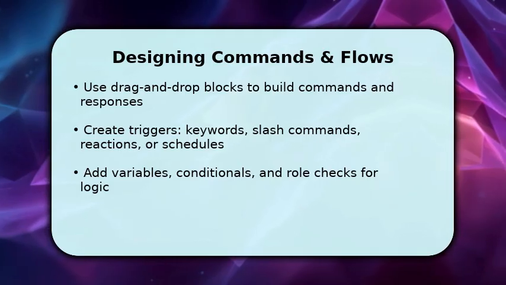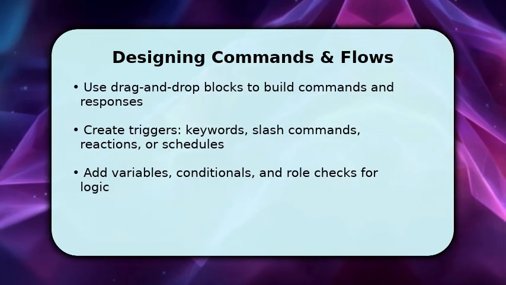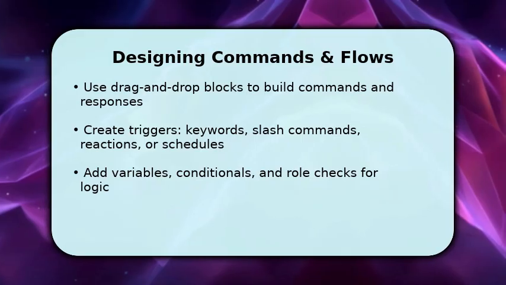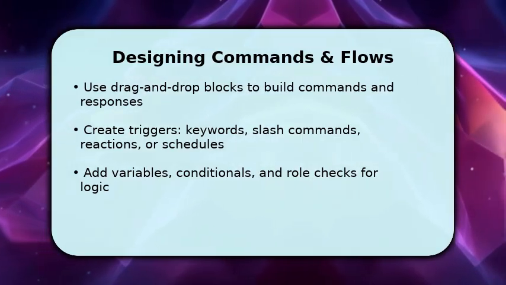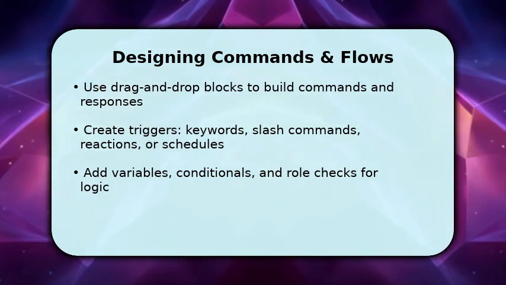Add variables to store user data, conditionals to branch behavior, and role checks to restrict actions. This prevents permission issues. Test each flow in a private channel and iterate until responses and embeds format correctly. Make sure to save versions so you can revert if a change breaks functionality.